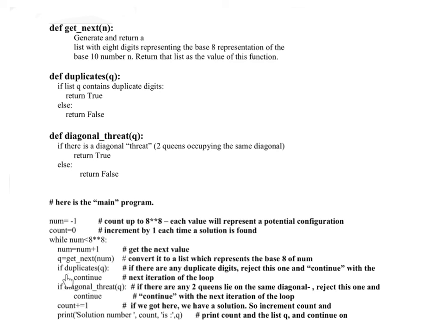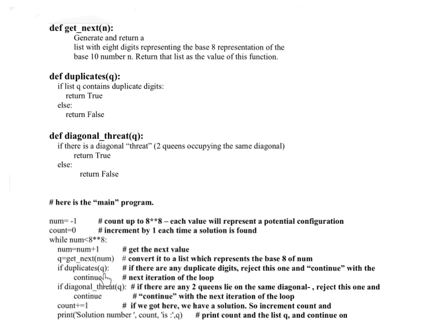But if it turns out that duplicates is false, which means we found no duplicates, there weren't any 2 elements in the list that were the same, which would imply that there were 2 queens on the same row, we now do the diagonal threat. The diagonal threat is checking the whole configuration of that list with 8 values to see if there are any diagonals. If there is a diagonal threat anywhere in there, again, we're going to reject that and continue, go back up to the top of the while and get the next number.